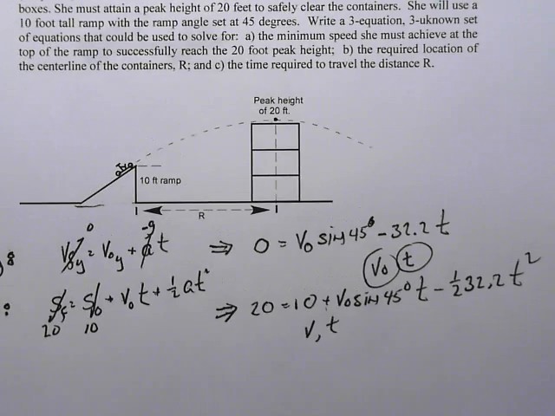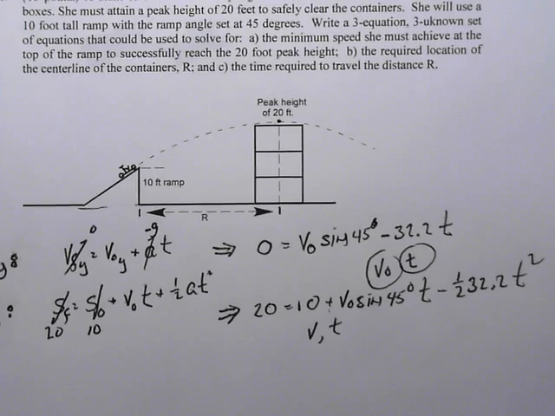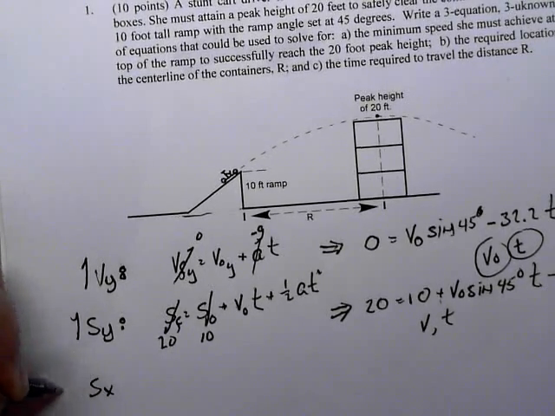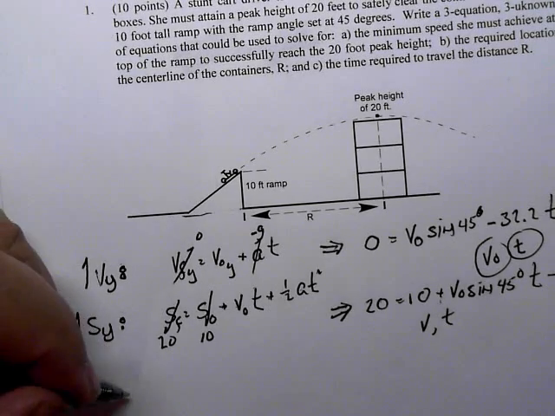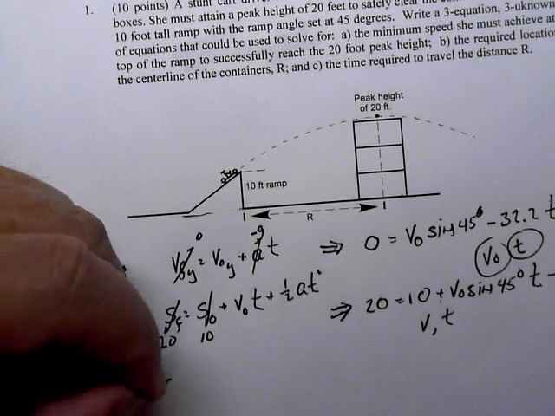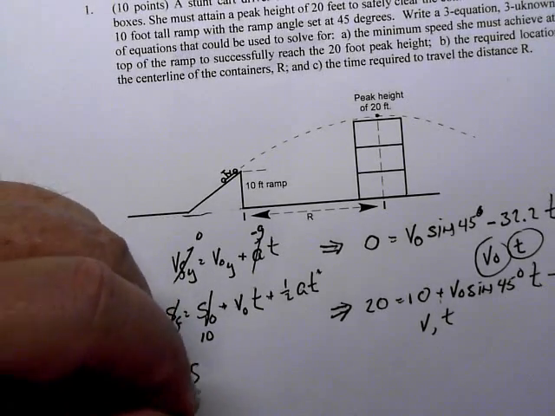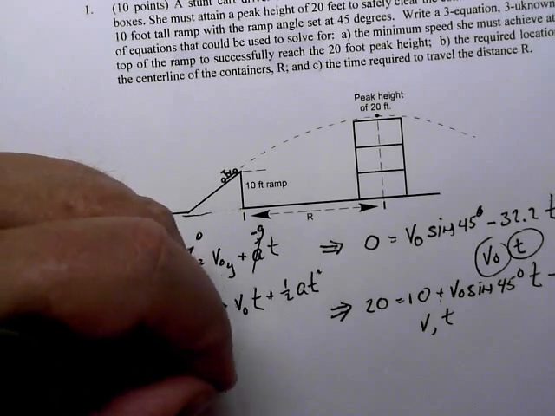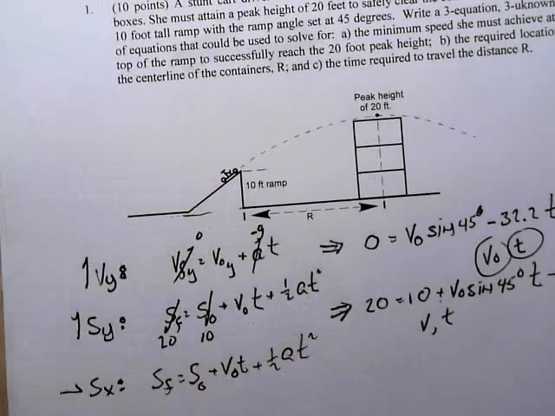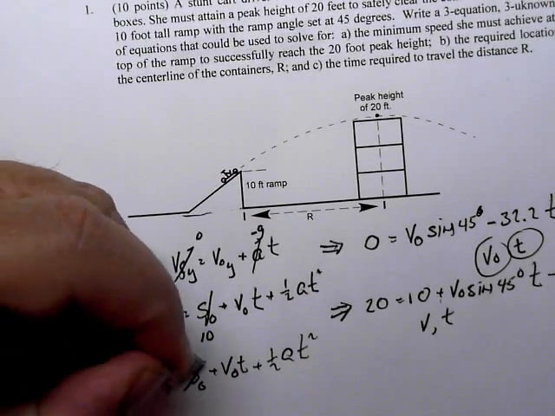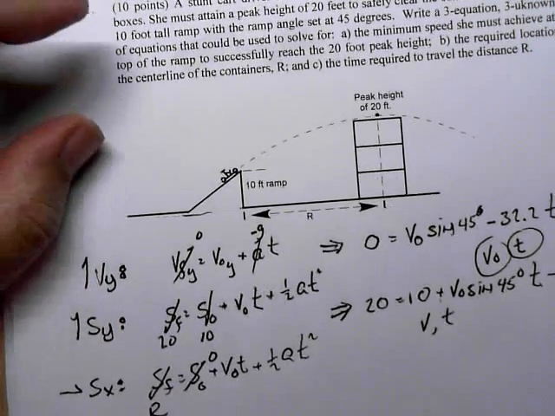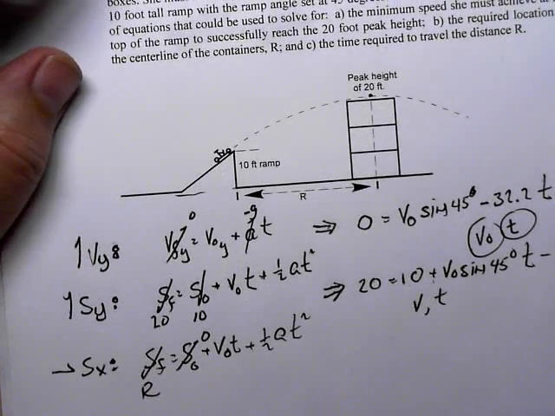And the third equation of the set that will bring in the distance R is we will do s in the x direction, so that would be in the positive direction that way. We'll write our position equation as S final is equal to S initial plus V0t plus 1/2 at squared, and our starting position is 0. Our final position is called R.